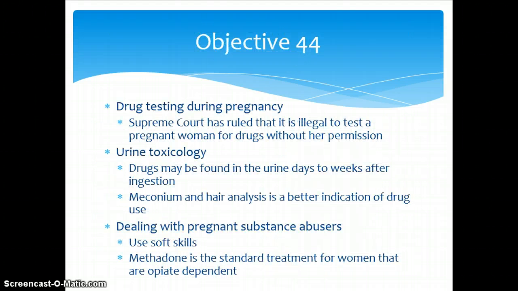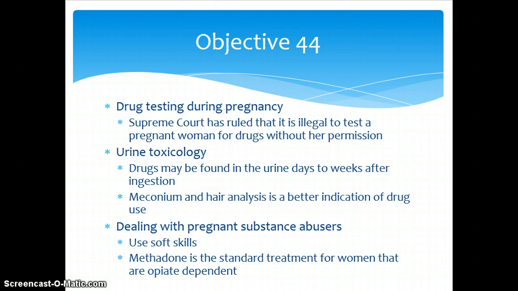Drug testing during pregnancy. The Supreme Court has ruled it is illegal to test a pregnant woman for drugs without her permission. Urine toxicology: drugs may be found in the urine for days to weeks after ingestion depending on the drug. Meconium and hair analysis is actually a better indication of drug use. Meconium is collected on the baby after it's born. And hair analysis will show you about the last 6 months, if there's any abuse within the last 6 months.